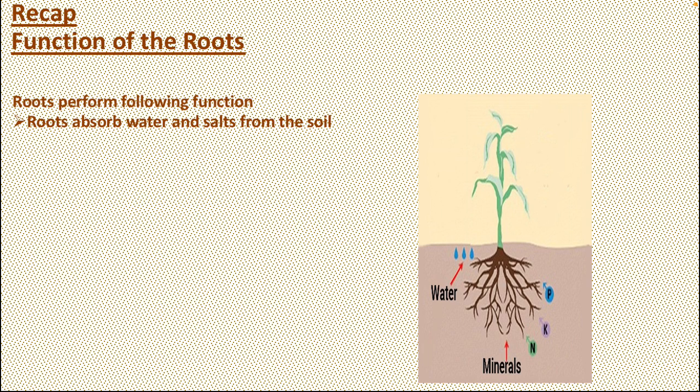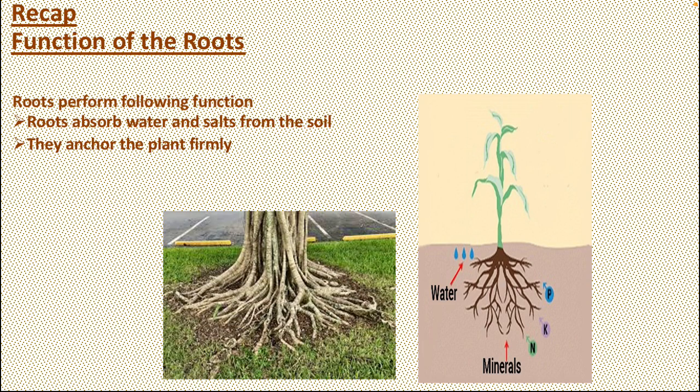So roots perform the following functions. Roots absorb water and salt from the soil. As you can see in the picture, how root absorbs the water and minerals from the soil, because the primary function of the root is to absorb water and dissolved minerals from the soil. This is crucial as it helps in the process of photosynthesis.